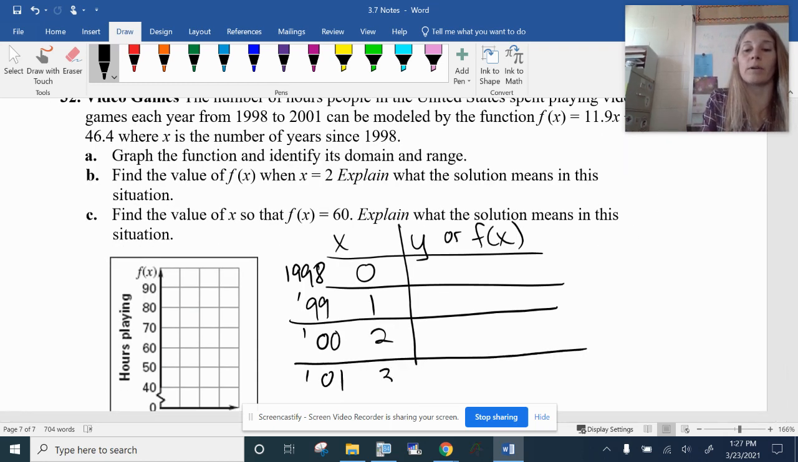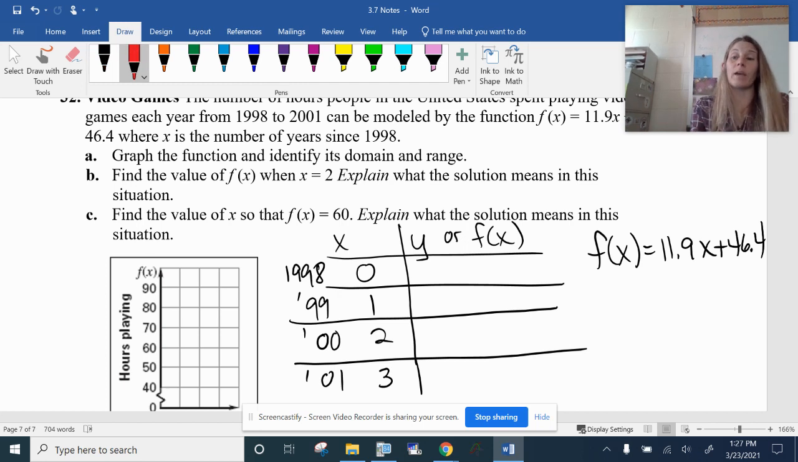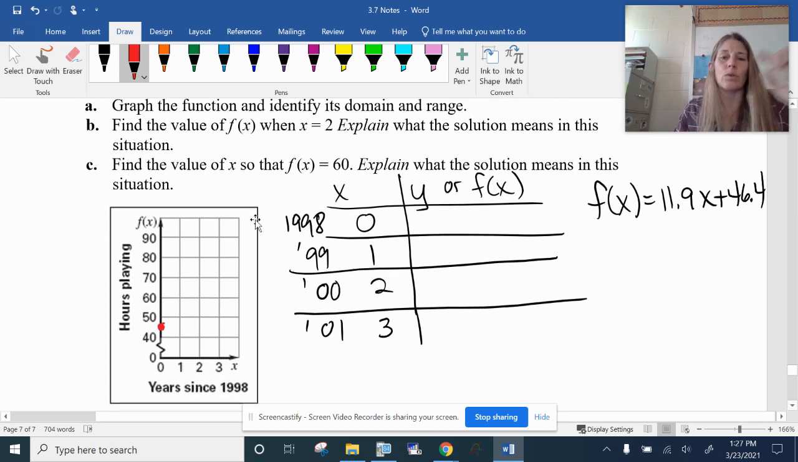1 year after that, or 3 years total later, is 2001. So if I'm plugging into that function, f of x equals 11.9x plus 46.4. Now it's already in this slope-intercept type form, so you could graph it by doing 46.4 over here on the y-axis or estimating it, but then you'd have to try to do going up 11.9 and over 1, which is a little bit tricky because of the large increments and the decimals and things. So a lot of times I just like to plug the numbers in.